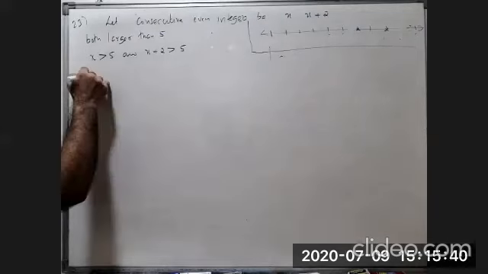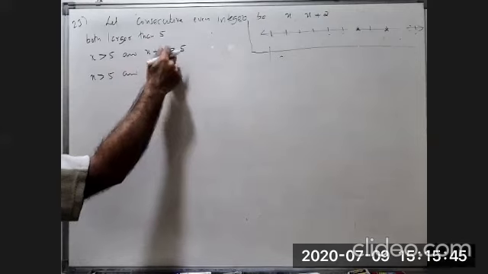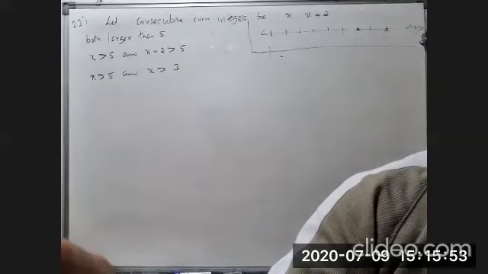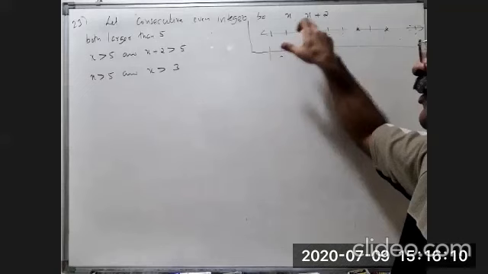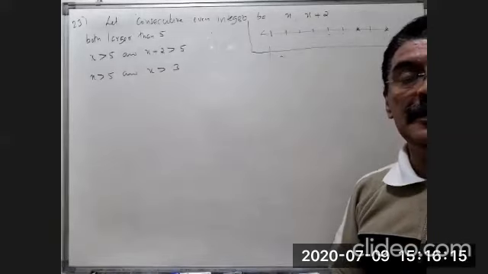X is greater than 5. Again, if x is greater than 5 and the other number is x plus 2. One of you asked why x plus 2, sir? Because we have two numbers. Which are the numbers? Our numbers are x and x plus 2. Both numbers are larger than 5. It is given. Both the numbers are larger than 5.